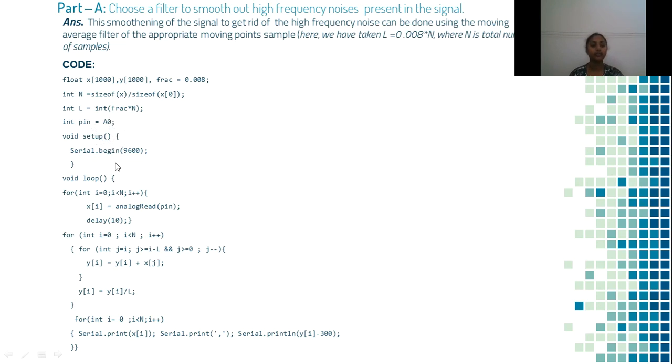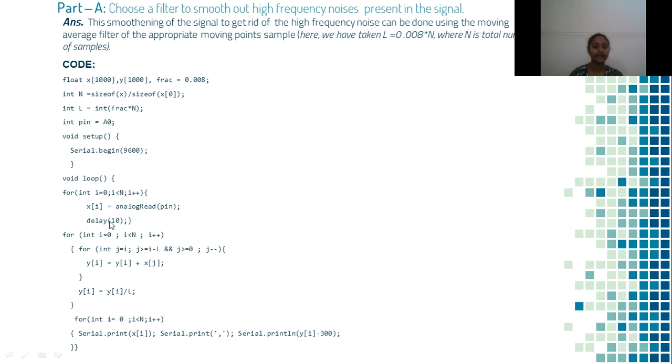If we come to the program, first of all we have to collect the samples. Here, to collect the samples, we are going to write a for loop with a delay of 10 milliseconds, and we use analog read as the signal that we will be getting is an analog signal, and the pin is also an analog pin.